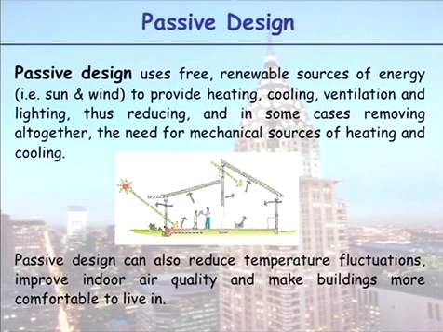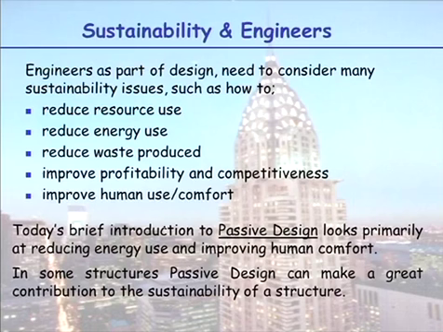And we have come away from that now by using artificial means of heating and shading, and we've come away from actually doing the easy things to make our buildings sustainable. So we need to go back and look at the easy way to make buildings sustainable passively. So engineers, as part of design, need to consider many sustainability issues, such as reducing our resource use, reducing our energy use, reducing waste produced, improving profitability and competitiveness, and improving human use or comfort.